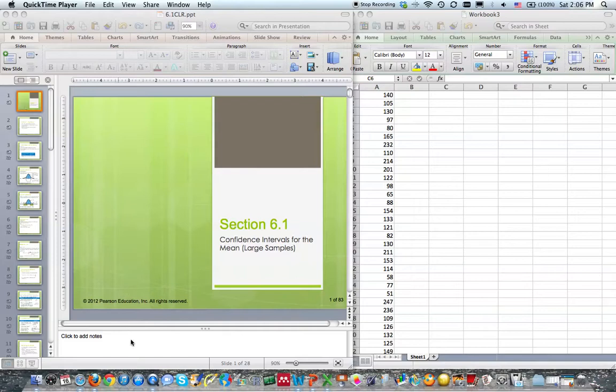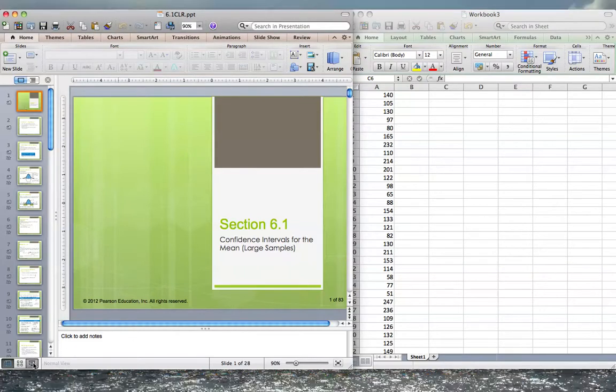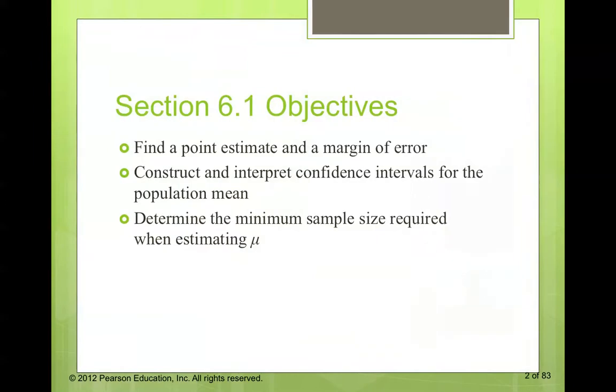Section 6.1, Confidence Intervals for the Mean, Large Samples. So for this section, we are going to find a point estimate and a margin of error, construct and interpret confidence intervals for the population mean, and determine the minimum sample size required when estimating mu.